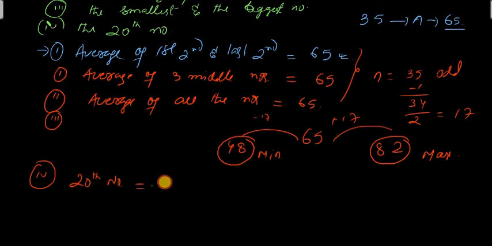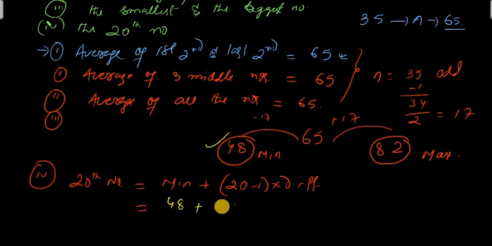For the 20th number, the formula is minimum plus (20 minus 1) into the difference of consecutive natural numbers, which is 1. The minimum is 48. So 48 plus 19 into 1 equals 48 plus 19, which is 67. So 67 is the 20th number. That is when the quantity is odd.